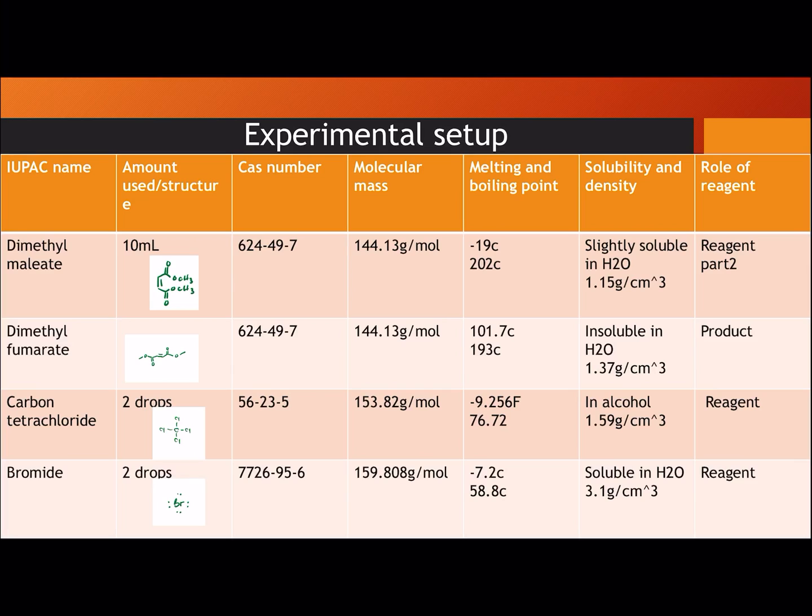The bromine is what forms the initiation radical step, and it is important. It is an important reagent, as it is the one that is being homolytically broken, and we are able to use the dimethyl maleate as well as the bromine and the CCl4 to form the dimethyl fumarate.